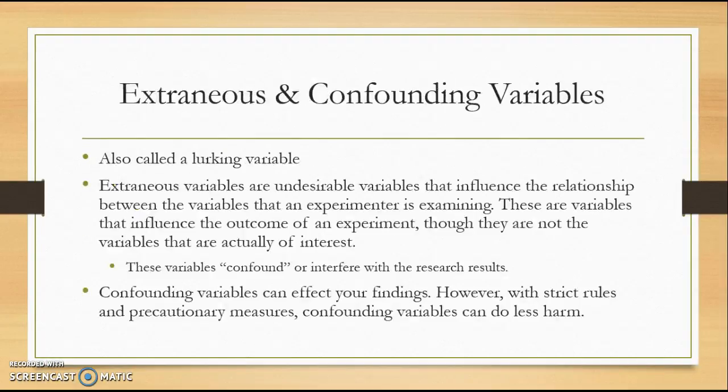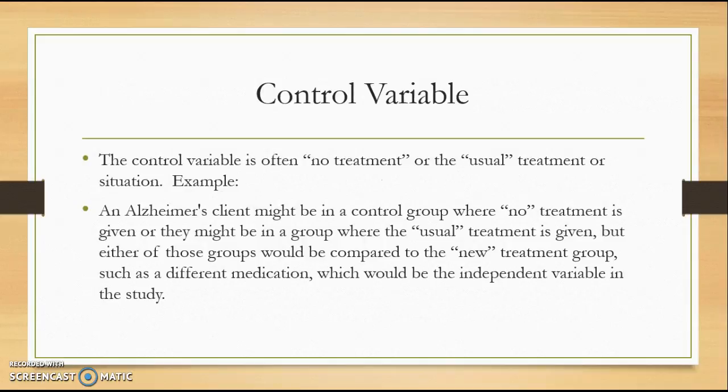So back to extraneous and confounding variables. They can also be called lurking variables, and extraneous variables are undesirable variables that influence the relationship between the variable that an experimenter is examining. These variables confound or interfere with the research results. Confounding variables can affect your findings. However, with strict rules and precautionary measures, confounding variables can do less harm.